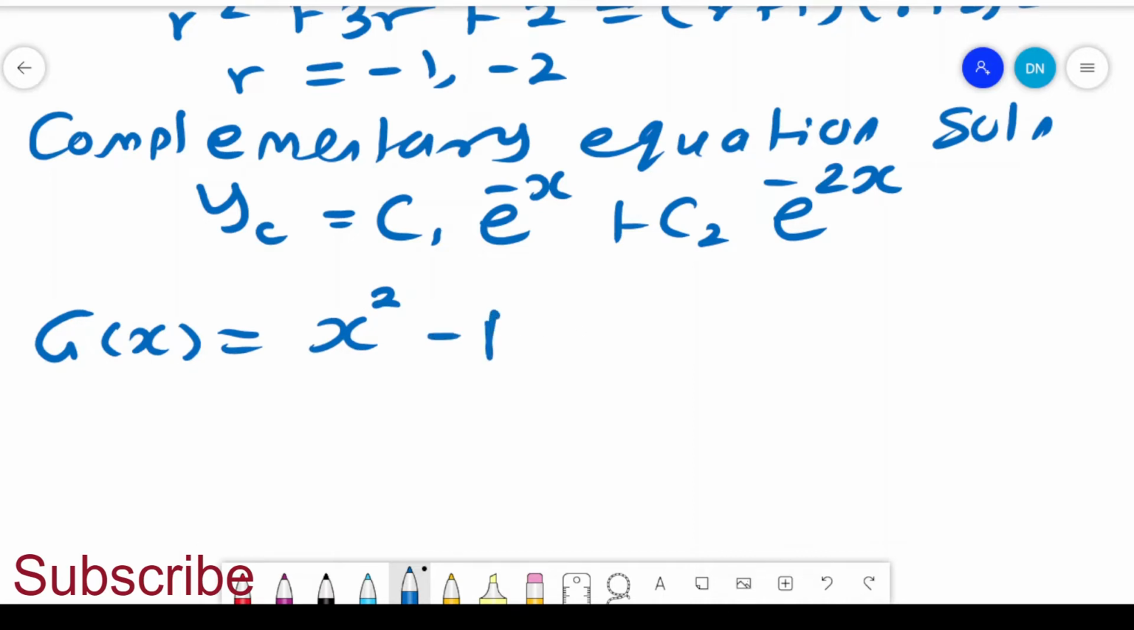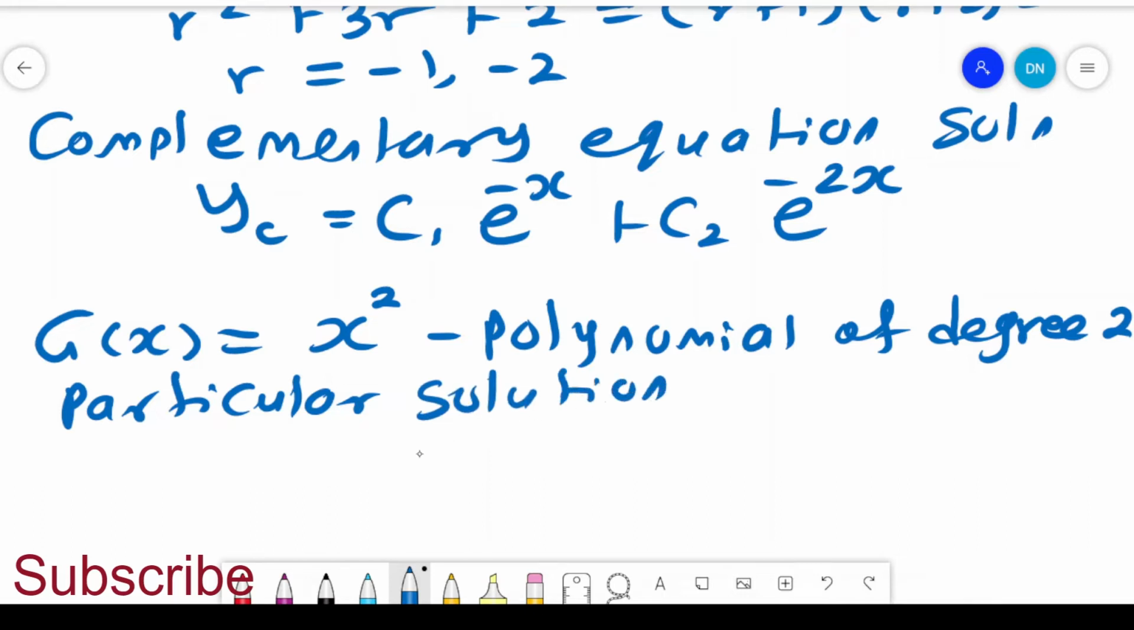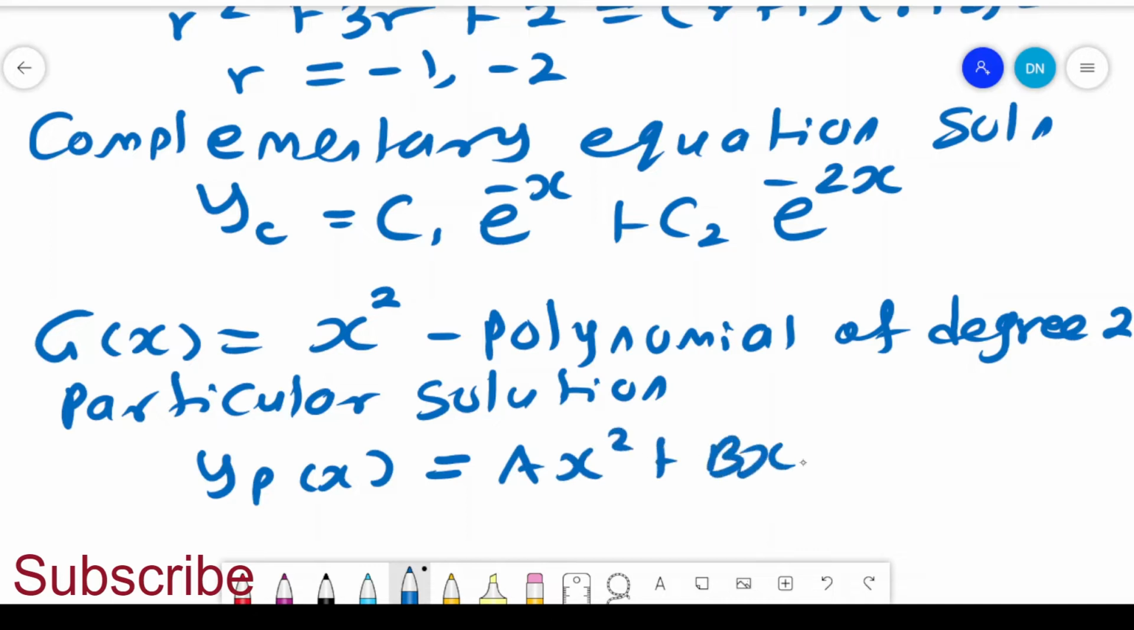And that tells us it's a polynomial of degree 2. So that's what we have, and we want to get the particular solution. Therefore, yp, I'm calling it the particular solution, will be equal to ax squared plus bx plus c. Why have I done this? Because I've seen that x squared is a polynomial, so I've created a polynomial of degree 2.